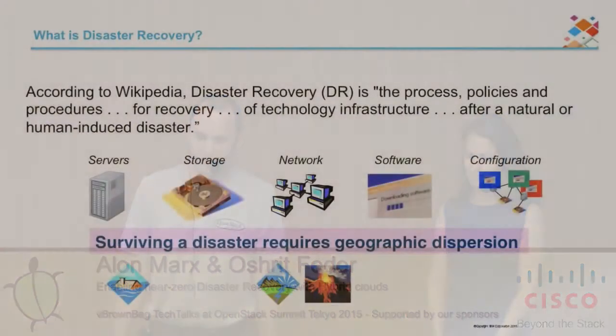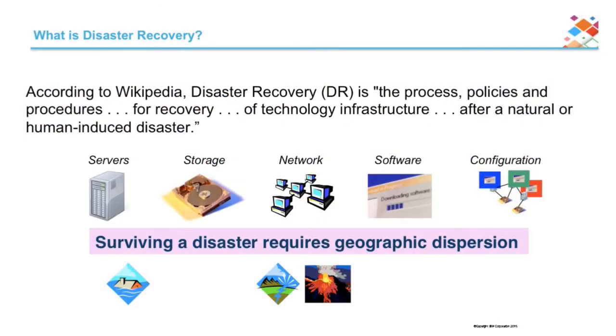So we'll start with a definition of disaster recovery. Basically, we see here the definition: process, policies, and procedures for recovery of technology infrastructure after a natural or human-induced disaster. What it actually means is having a site and getting it back to life after a disaster in another place. As you can probably understand, this is a complex operation involving server, storage, networking, software, and configuration.